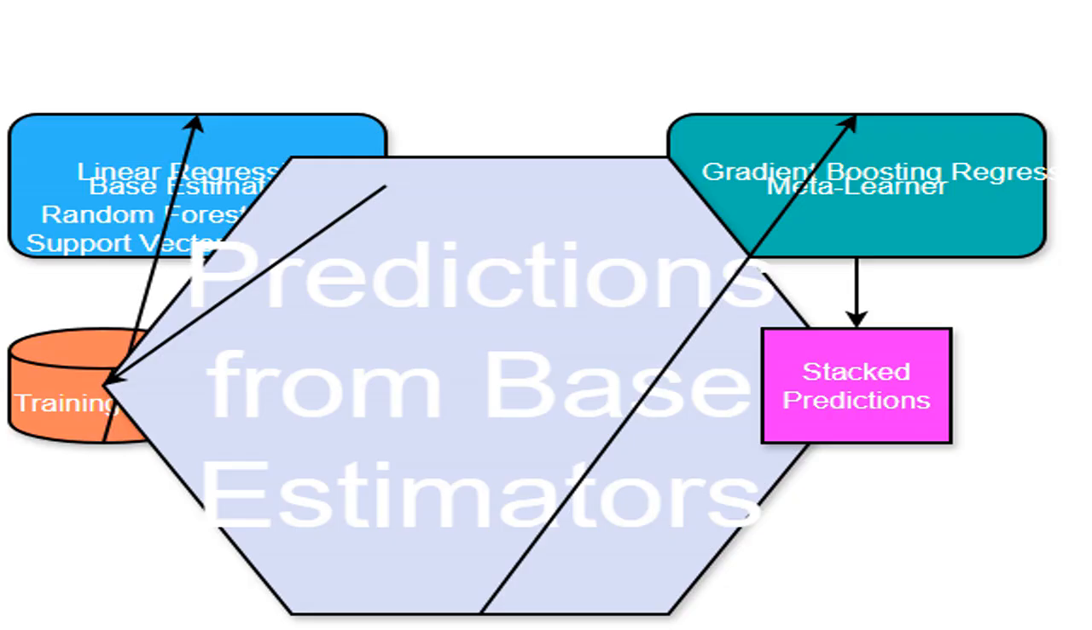After each of the 3 base estimators has been trained on the original house price data, they will each make their own predictions for the house prices in the training data. The gradient boosting regressor will then use these predictions as its input data to learn how to optimally combine them.